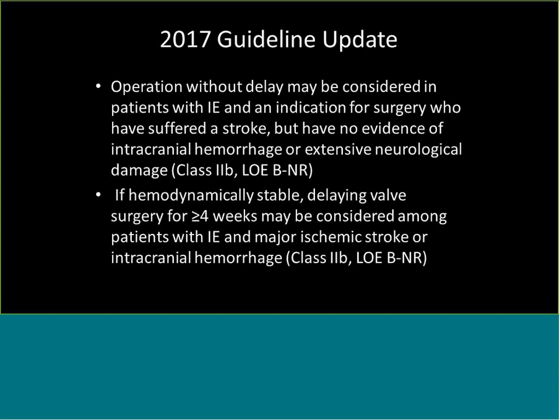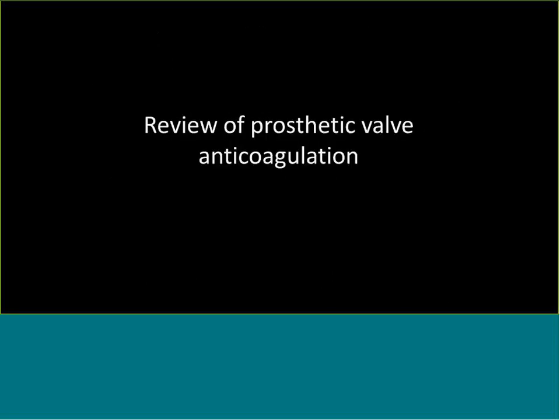Hemodynamically stable, you can delay the surgery for up to 4 weeks or greater on patients with major ischemic stroke or intracranial hemorrhage, because extending hemorrhage or causing a new brain bleed in this already catastrophic setting is something you want to avoid. So for a neurologic event, there is early operation without delay if there's no evidence of hemorrhage or extensive damage, or if there's damage or major ischemic stroke or hemorrhage, then you wait 4 weeks, usually about 6 weeks.